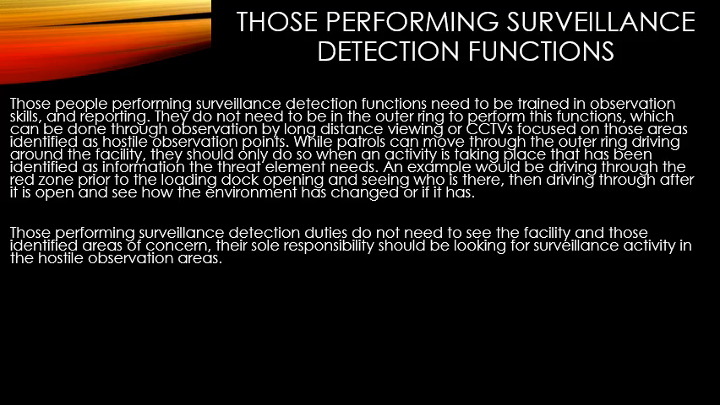While patrols can move through the outer ring driving around the facility, they should only do so when an activity is taking place that has been identified as information the threat element needs. An example would be driving through the red zone prior to the loading dock opening and seeing who is there, then driving through after it's open and seeing how the environment has changed or if it has changed at all. Those performing surveillance detection duties do not need to see the facility and those identified areas of concern. Their sole responsibility should be looking for surveillance activity in the hostile observation areas.